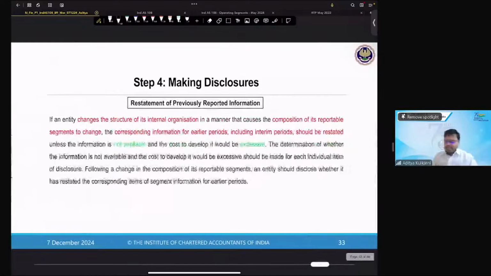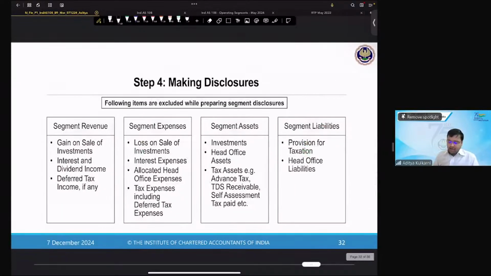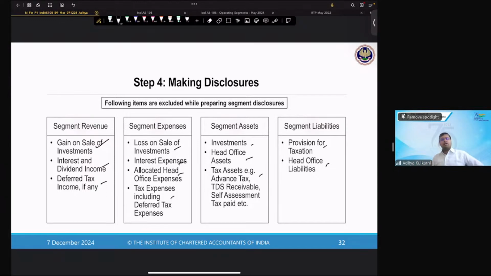The following items need to be excluded: gain on sale of investments, dividend and interest income, deferred tax, loss on sale of investments, interest expenses, allocated head office expenses, tax expenses, investments, head office assets, tax assets, provision for tax and head office liabilities. Very simple. Why don't we have to disclose these? Because these have no bearing on the operations, or they are not relevant for the chief operating decision maker.